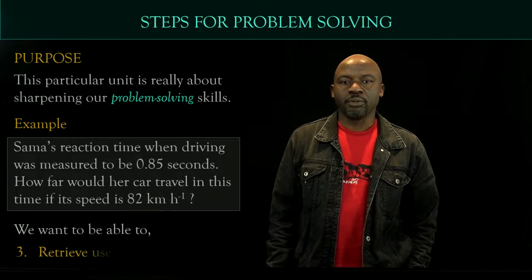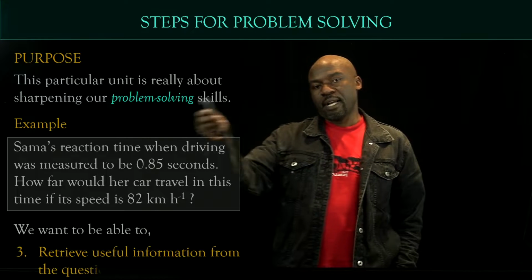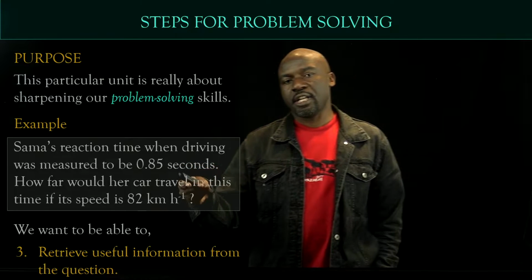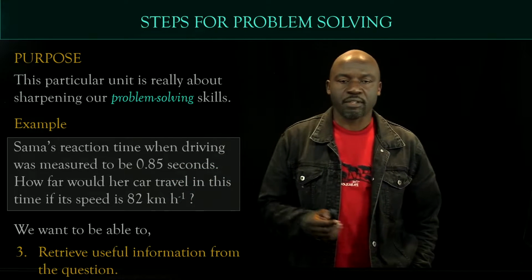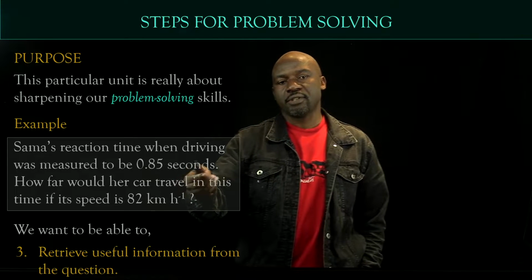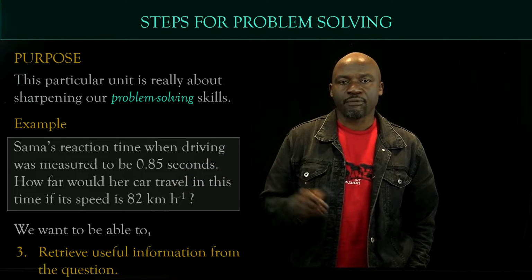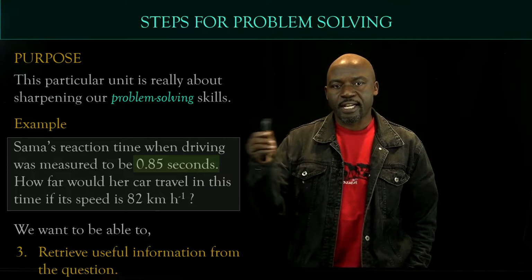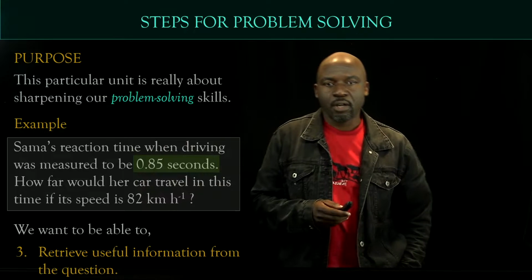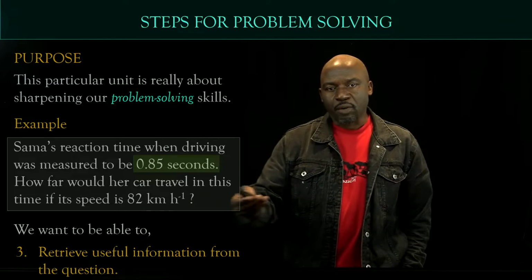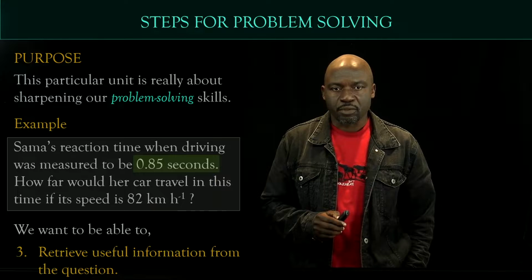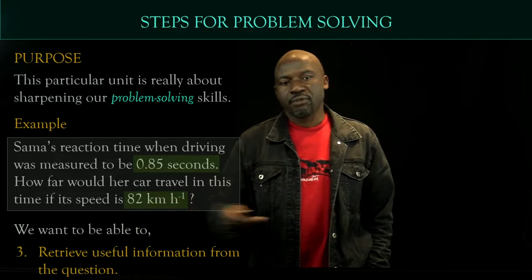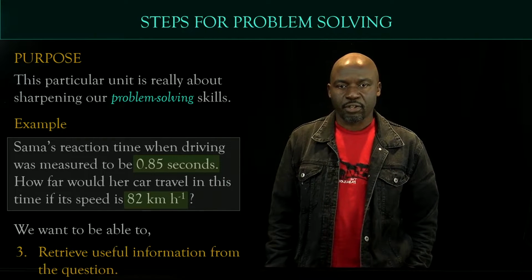The next thing we want to do is, by looking at the question, retrieve the important information. So that means that as you read, you scribble down the key pieces of information given, typically the values that have been given and what they stand for. So for example, the 0.85 seconds there is referring to the time it takes. So that's the reaction time, Sama's reaction time. The other thing we want to take note of is the speed of the car, which is 82 kilometers per hour. So retrieve the useful information that will then help us solve the question, right?